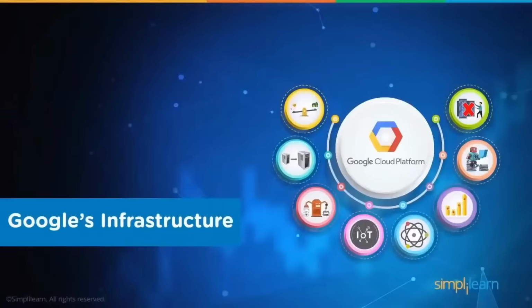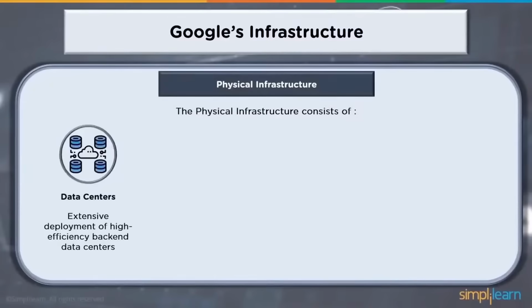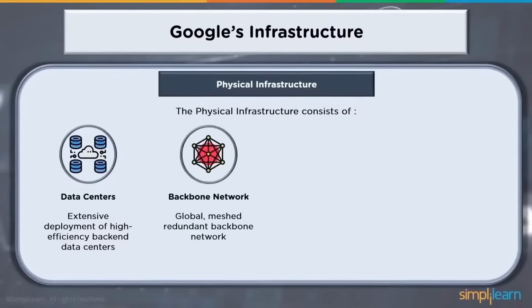When we talk about Google's infrastructure, Google has one of the most powerful infrastructures in the world. The infrastructure is available in two levels, the physical and the abstract layers. You have physical infrastructure and then you have the abstract infrastructure. Physical infrastructure consists of data centers, extensive development of high efficiency backend data centers. You have a very strong backbone network, which is used by Google itself and also offered as services to customers via GCP platform services. So you have a global meshed redundant backbone network.